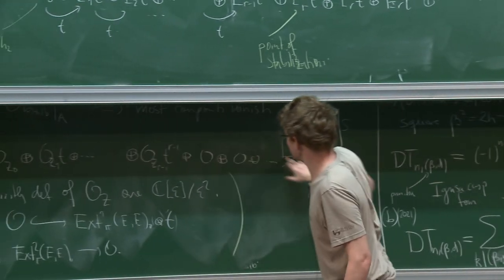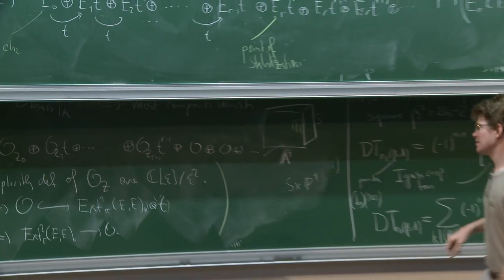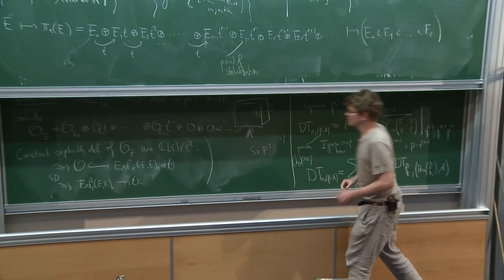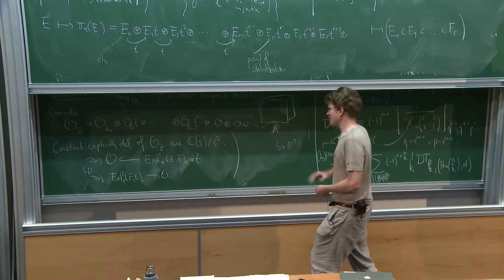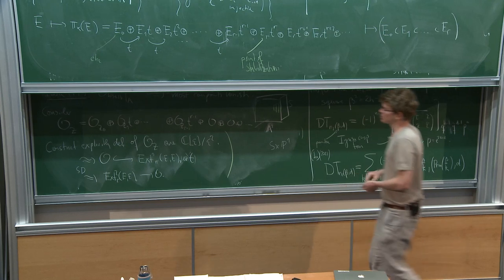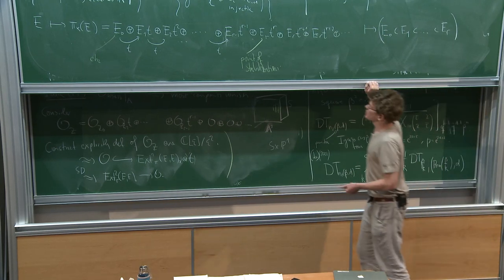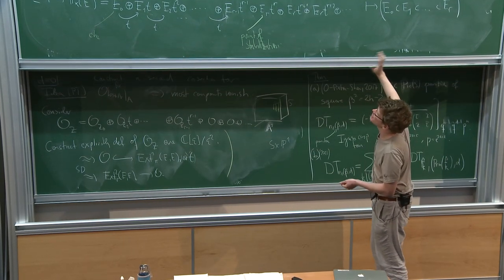So we have this additional term floating around. And then we have this non-Calabi-Yau thing. So anyway, you have to try to extend this argument to the surface times P1 case. So this is what I tried to explain in the last 10 minutes.